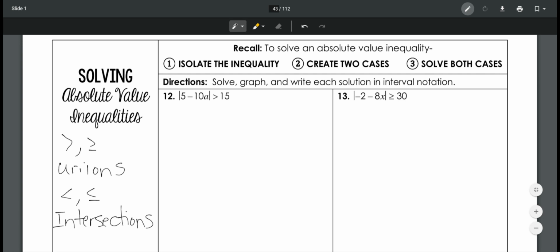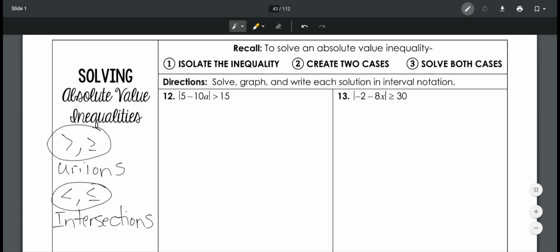This is the third inequality video, and in this one we are going to solve absolute value inequalities. Just a refresher: if you use either one of these symbols, greater than or equal to, it is a union. And if you use either one of these symbols, less than or equal to, it's considered an intersection.